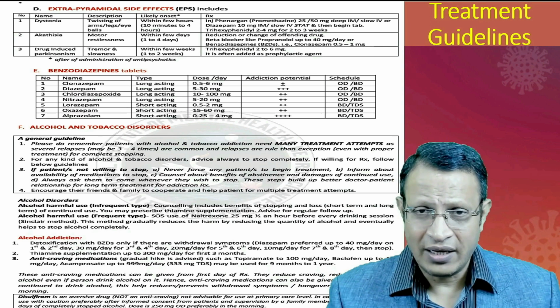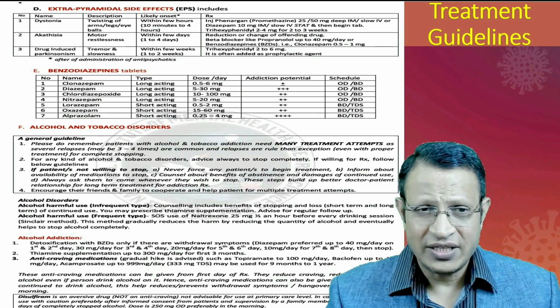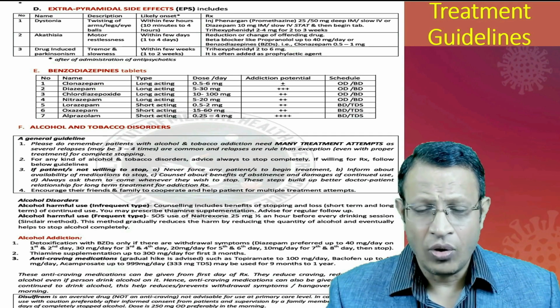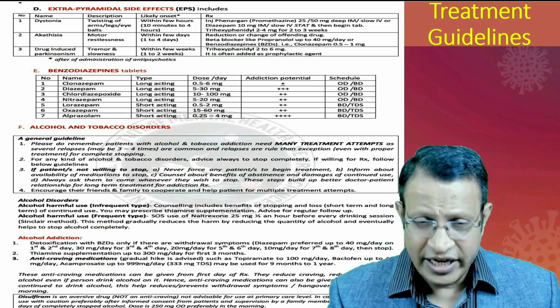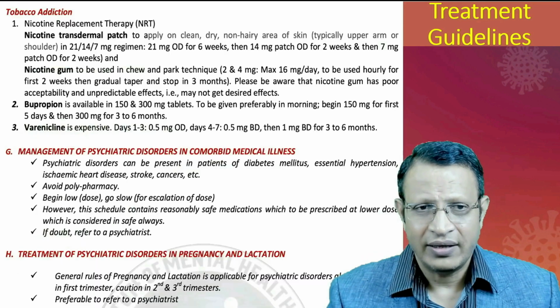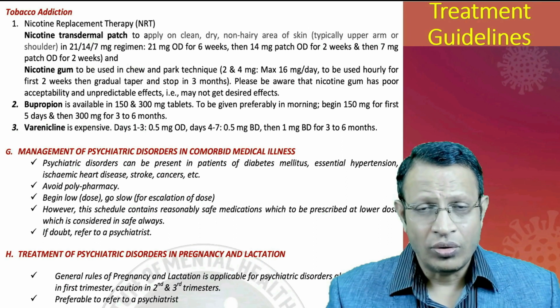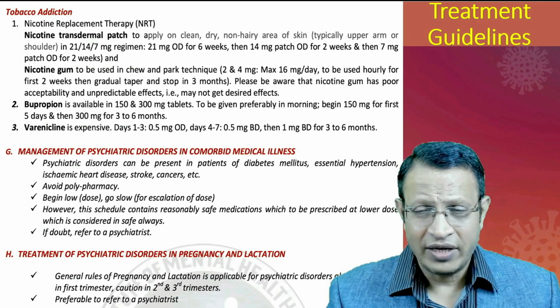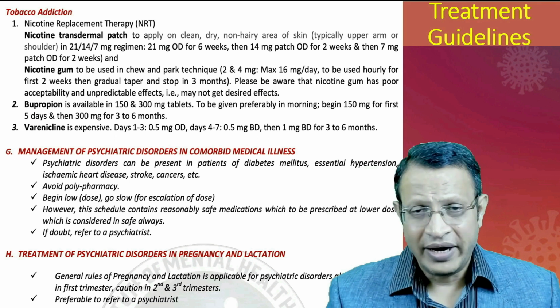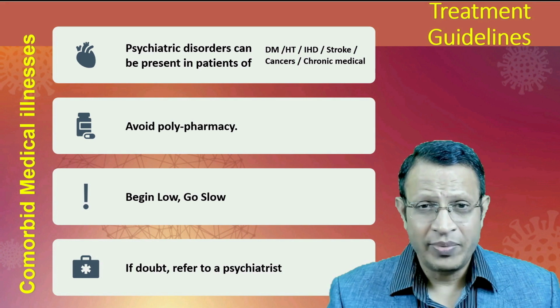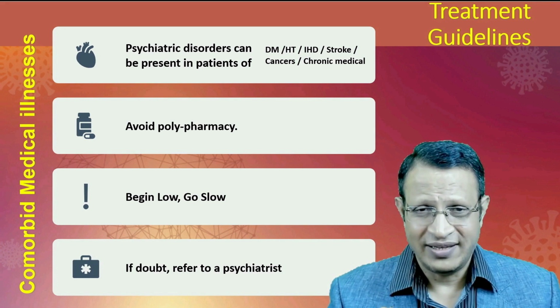Further, extrapyramidal side effects have been clearly mentioned, and the treatments have already been mentioned. Treatment with regard to alcohol and tobacco has also been mentioned in this clinical schedule for primary care psychiatry. Further, treatment for tobacco addiction and also guidelines have been clearly given with regard to comorbid medical conditions. Now, if the patient has a comorbid medical condition, please remember this.